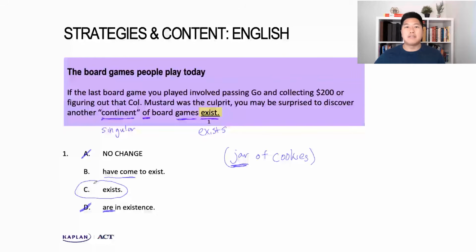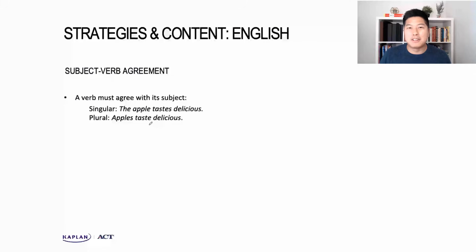Now, this is definitely a subject-verb agreement issue. So let's talk a little bit more about that before we move on to our next question. Or fast forward if you feel like you have it covered. Here's a quick refresher on subject-verb agreement. Just like we did in the question before, make sure that your singular subjects match up with the singular form of the verb and the plurals match up with the plural form. We also use the cookie jar rule to help us determine if a subject is singular or plural.